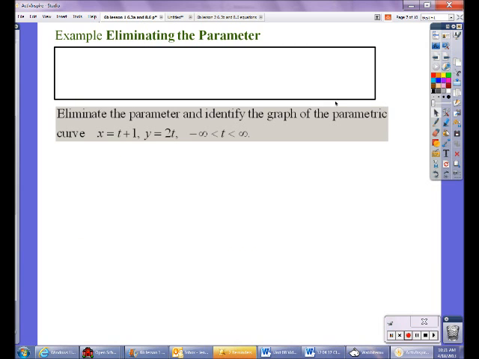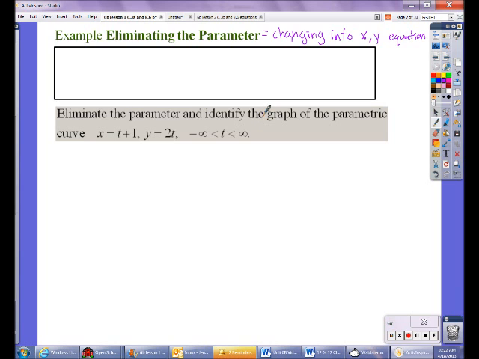Now, eliminating the parameter. What does that mean? Eliminating the parameter is kind of algebraically figuring out what these things mean. It means changing them into a normal xy equation. So instead of having the two parametrics in terms of t, t is eliminated, thus eliminating the parameter, since t is the parameter, and you end up with only one equation, x, y.